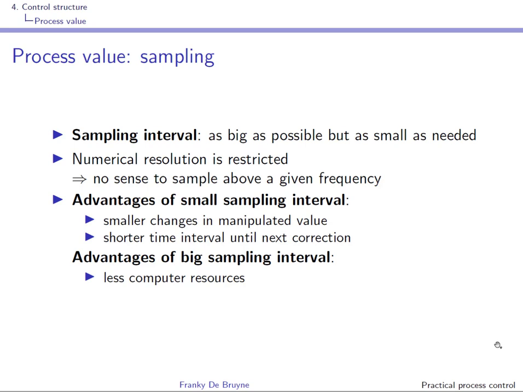This is kind of a catch-all phrase to tell you that there is a trade-off here. An advantage of a small sampling interval is that your control algorithm will run more often, and therefore you'll have to wait a shorter time until the next correction. And you'll see also smaller changes in the manipulated value. Of course, the advantage of a large sampling interval is that you use less computer resources. So you can see here indeed that there is this trade-off.